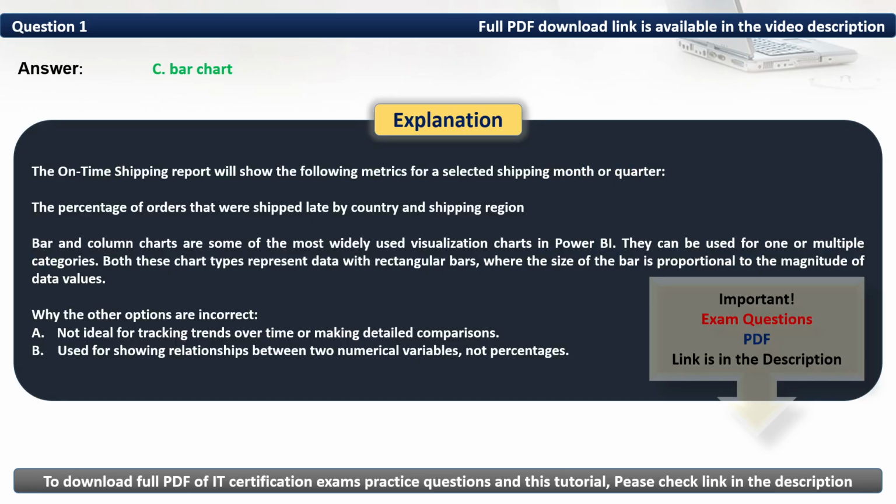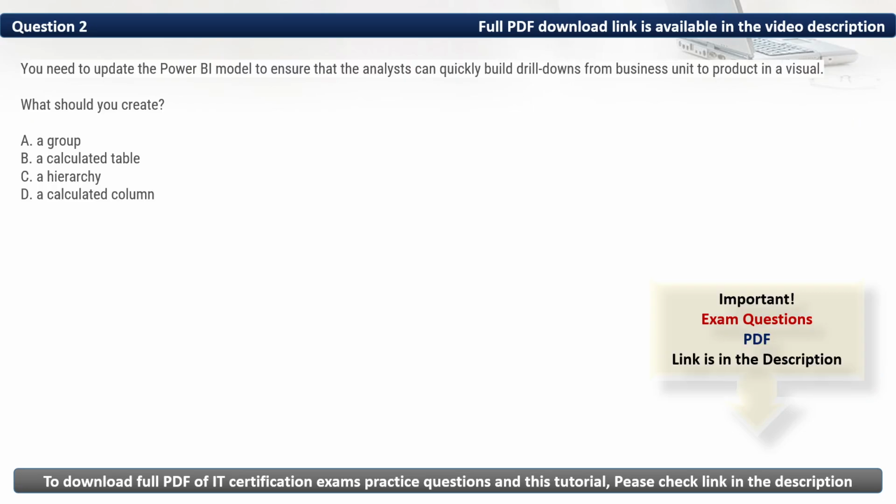The on time shipping report will show the following metrics for a selected shipping month or quarter: the percentage of orders that were shipped late by country and shipping region. Bar and column charts are some of the most widely used visualization charts in Power BI. They can be used for one or multiple categories. Both these chart types represent data with rectangular bars, where the size of the bar is proportional to the magnitude of data values.